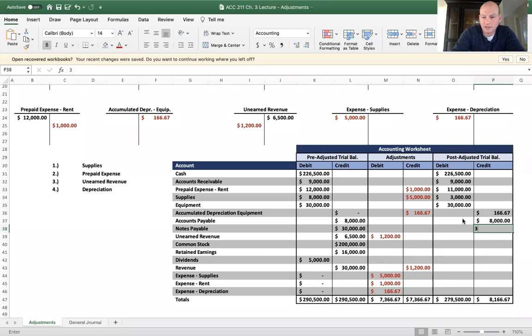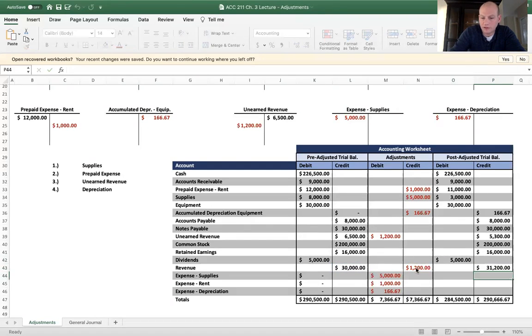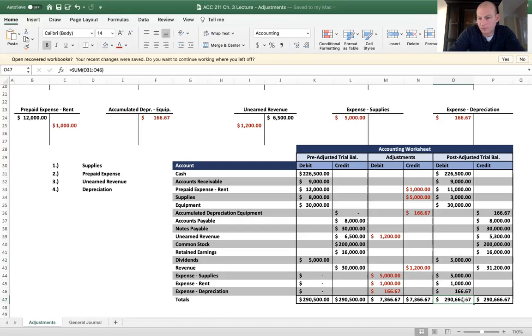Our accounts payable did not get adjusted. Same thing with notes payable. Our unearned revenue did get adjusted. It has a credit balance, and we debited it for 1,200, which reduced that account. So now it has a balance of 5,300. Common stock did not get adjusted. Same thing with retained earnings and dividends. However, our revenue was at 30,000, and then we credited it for an additional 1,200, so now it's at 31,200. These accounts had zero balances, but they were adjusted for the following amounts. And down here we're balanced, so everything checks out.